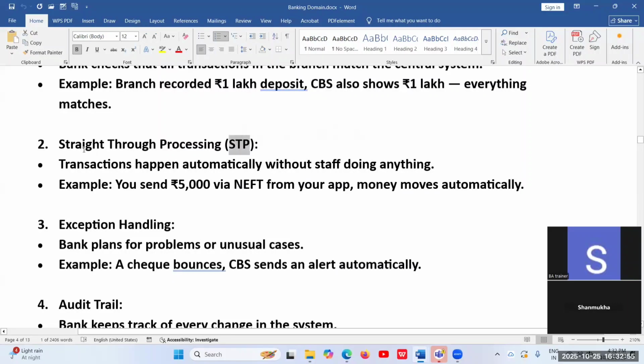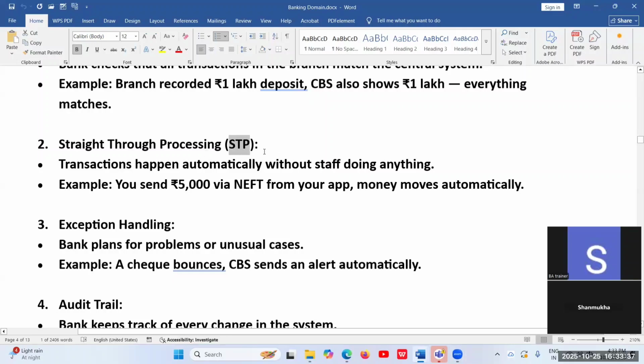STP means straight through processing. Transactions happen automatically without staff doing anything. For example, automatic deduction from our payment. There will be an option like every month when the amount is getting credited, it should automatically debit on a certain date, the same as an EMI. When you set an EMI on a specific date, the system will automatically debit on that date. That process is nothing but straight through processing. Okay, STP.